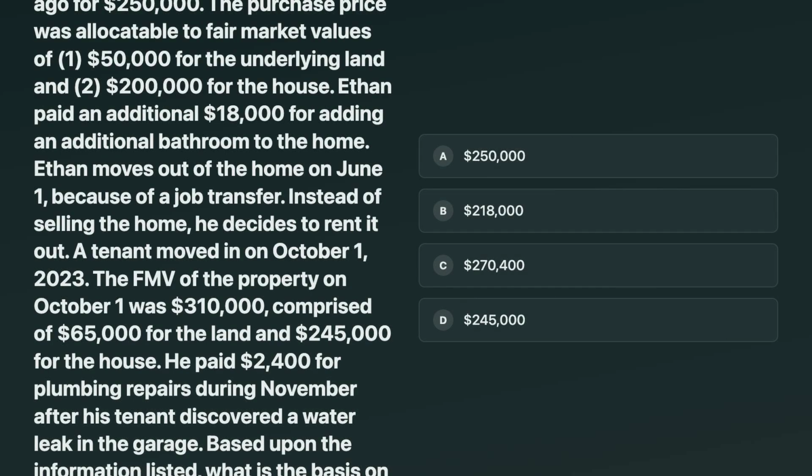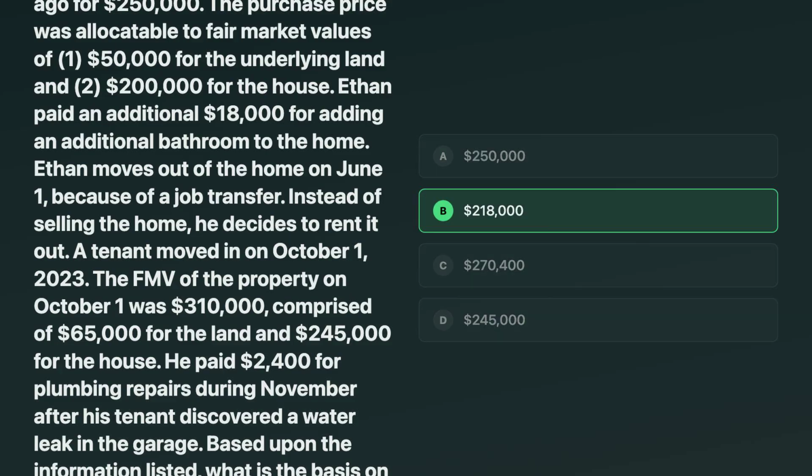Ethan bought a home for $250,000. $50,000 was land and $200,000 was the house. He later added a bathroom for $18,000. He moved out and converted it to a rental, with the tenant moving in October 1st, 2023. On that date, FMV was $310,000 total, $65,000 land and $245,000 house. He also paid $2,400 for plumbing repairs after the tenant moved in. What basis is used to calculate depreciation during the rental period? Think about it.